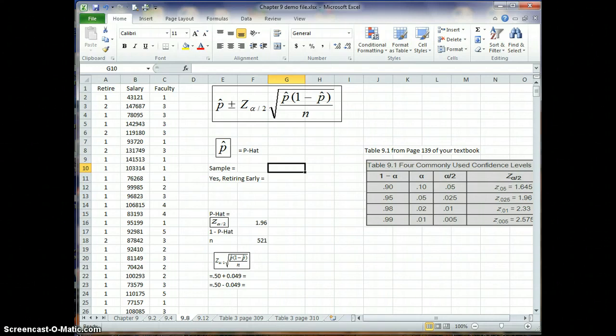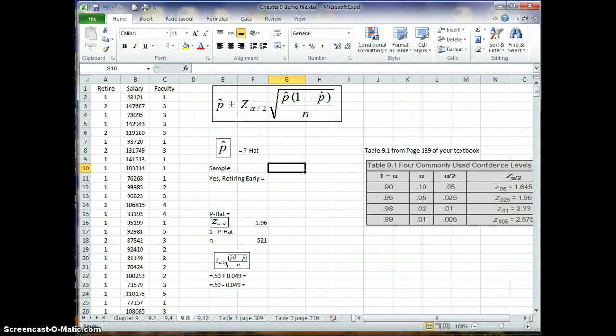Hi, we're back for problem 9.8, which deals with the idea that there's a potential shortage of PhDs to fill vacancies now in universities.